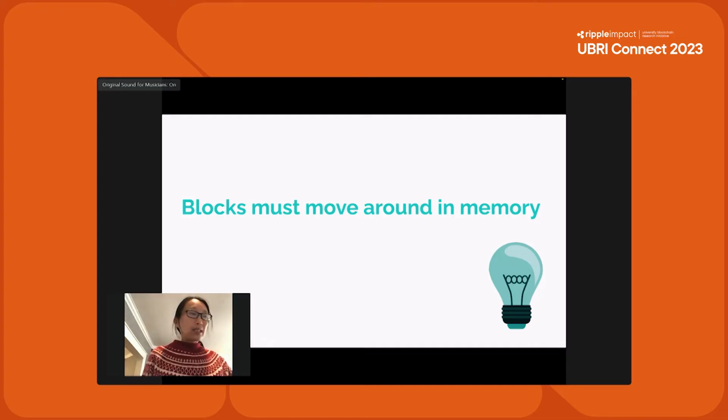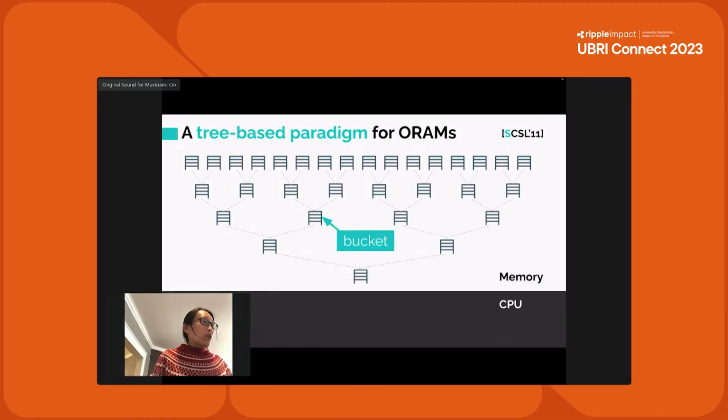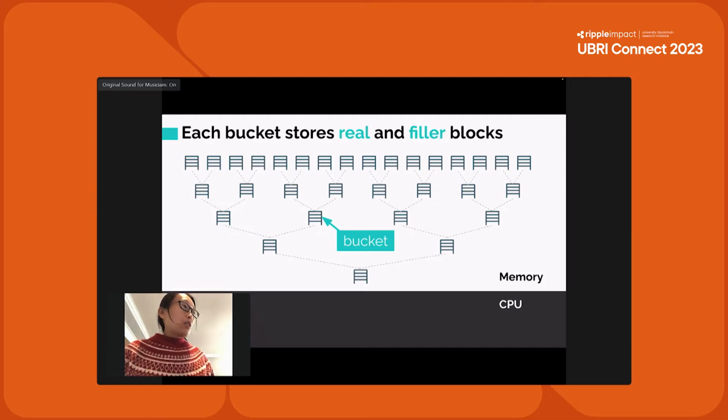important insight again. Okay, so our algorithm is based on the tree data structure. Every node in the tree is called a bucket. And a bucket has finite capacity. It can store blocks. And some of these blocks are real blocks, and some of them are filler blocks. So the filler blocks are only there for security. They don't store any real data.